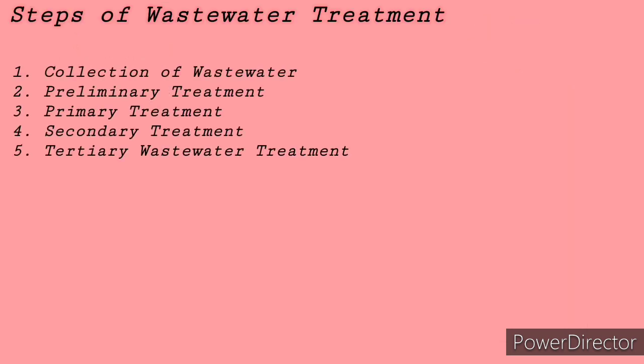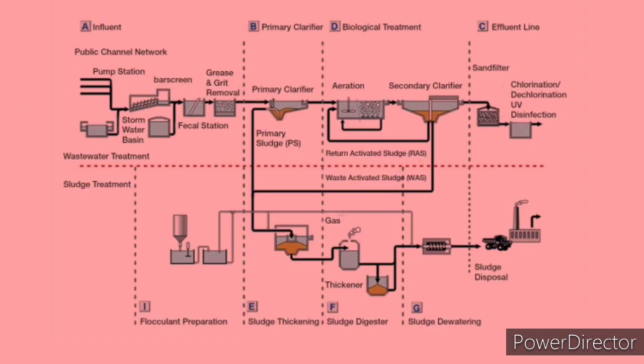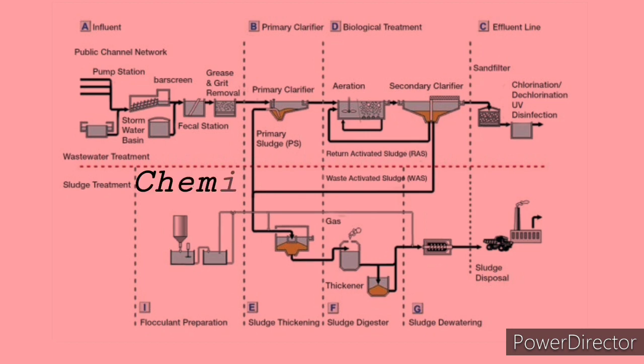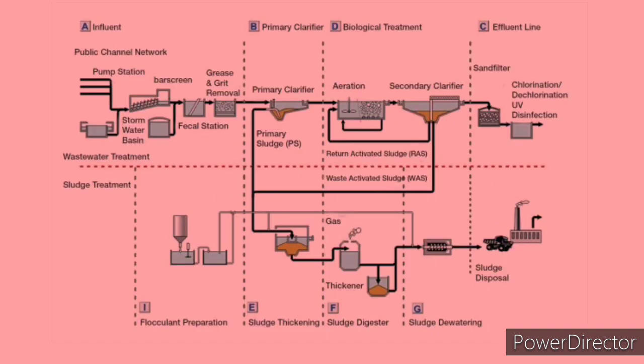And the last one is the tertiary wastewater treatment. The tertiary treatment comes after the secondary treatment, and in this tertiary wastewater treatment, this is the chemical treatment process. The chemical treatment means in this case we simply use chemical agents to purify the water. Examples of these chemical agents are ozone gas or chlorine in a gaseous or liquid form.